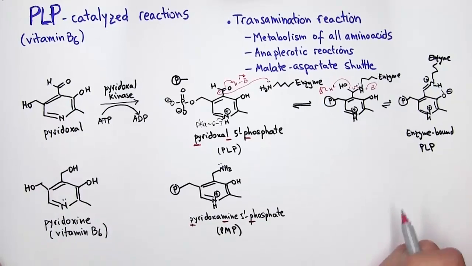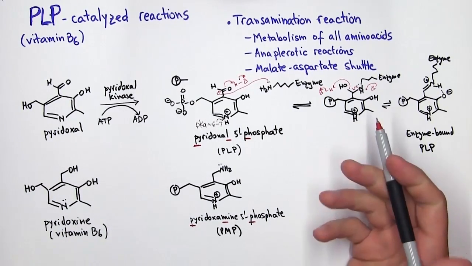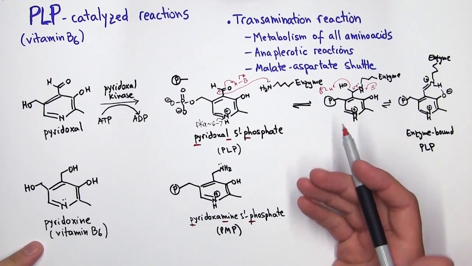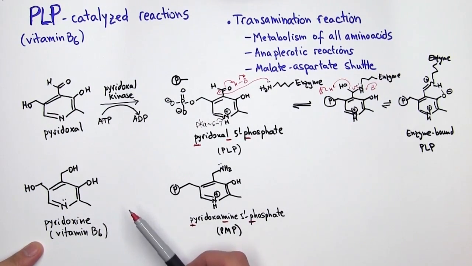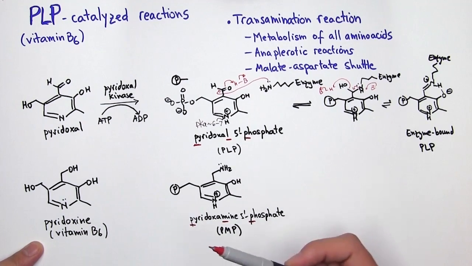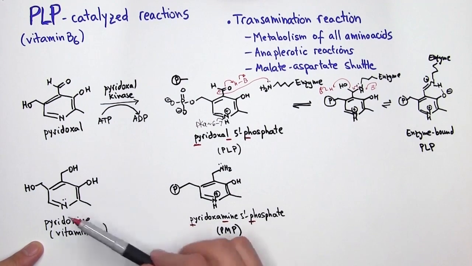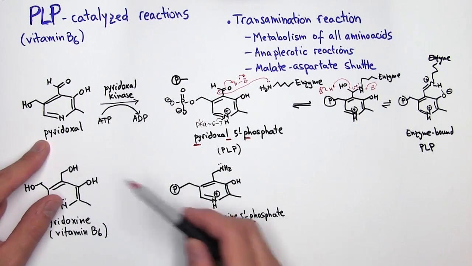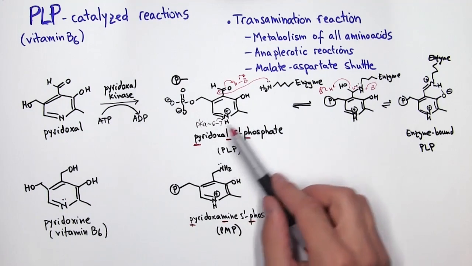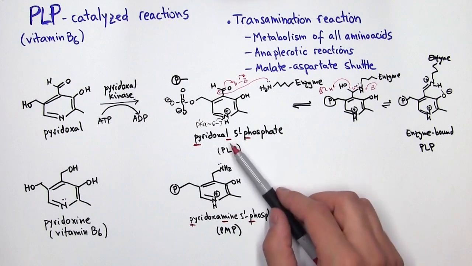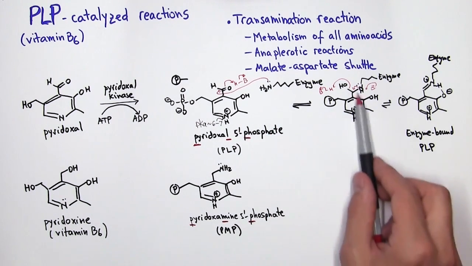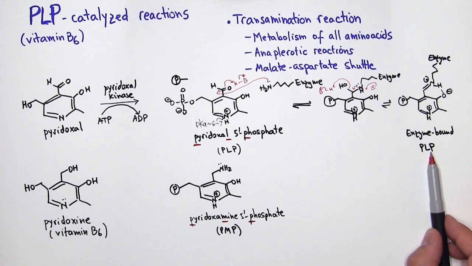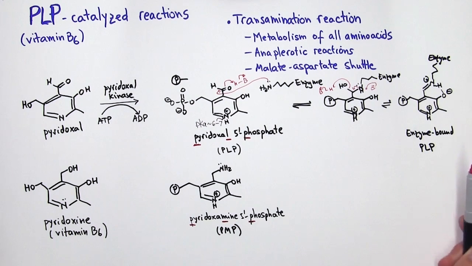In this video, we talked about PLP catalyzed reactions. PLP is the cofactor that comes from vitamin B6. Here's vitamin B6, what we call pyridoxine, which is the molecule that we find in our vitamin pills. Now, in the body, pyridoxine forms pyridoxal, which is activated to form pyridoxal 5-phosphate, or PLP. And typically when it reacts, PLP is found as a Schiff base bound in the active site via a lysine.